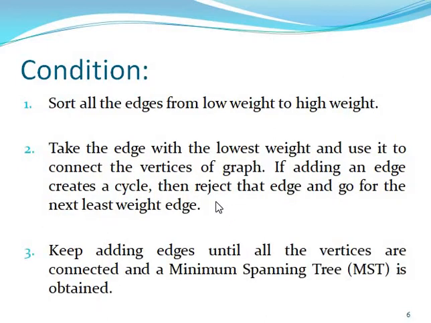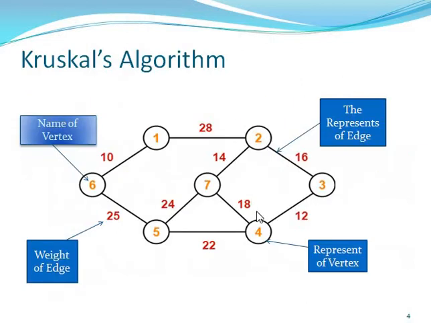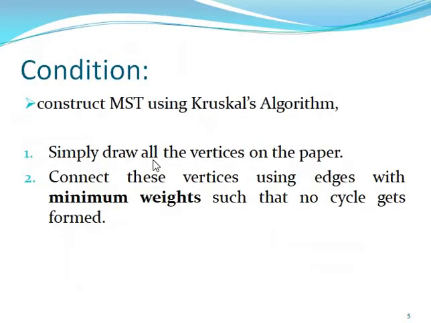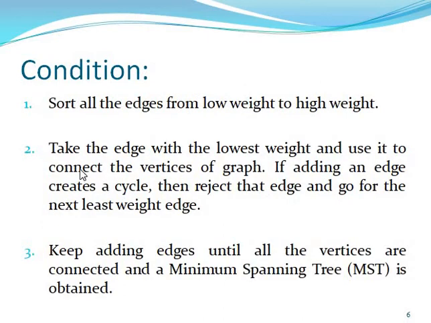We can show some more conditions. So we can start the steps. First, sort all the edges from low to high weight. It means first you connect only the low weight, then after that you connect the higher weights. So what is the minimum weight? If the minimum weight here is 10, then you start here. Then take the edge with the lowest weight and use it to connect the vertices of the graph.